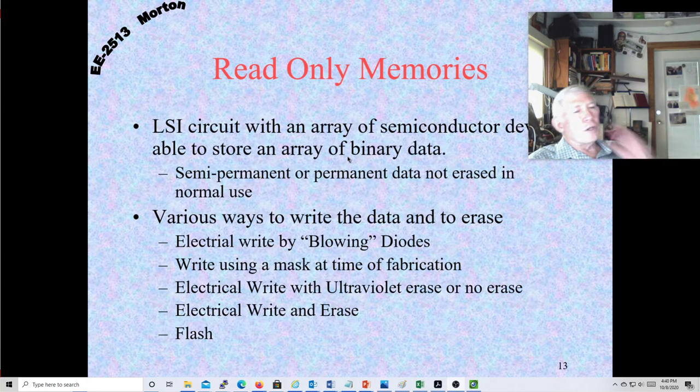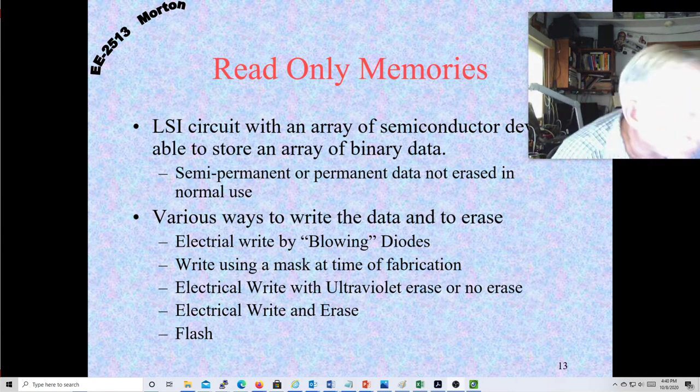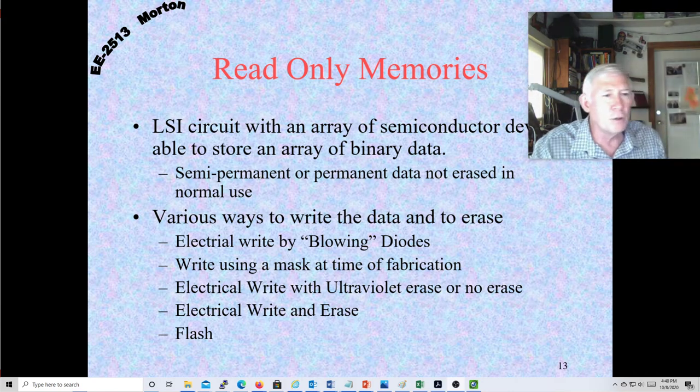Okay, read-only memories. Read-only memories are also extensively used. They're used all over the place, so you do need to know about these.